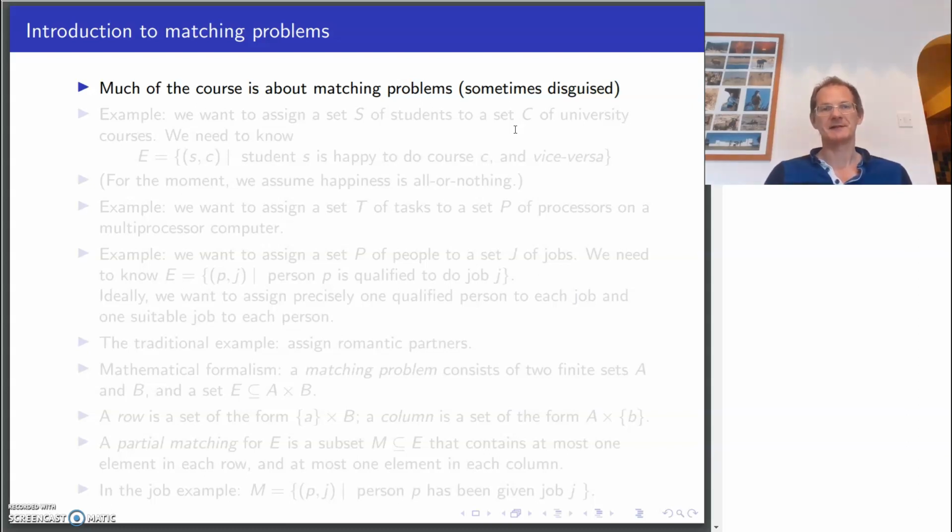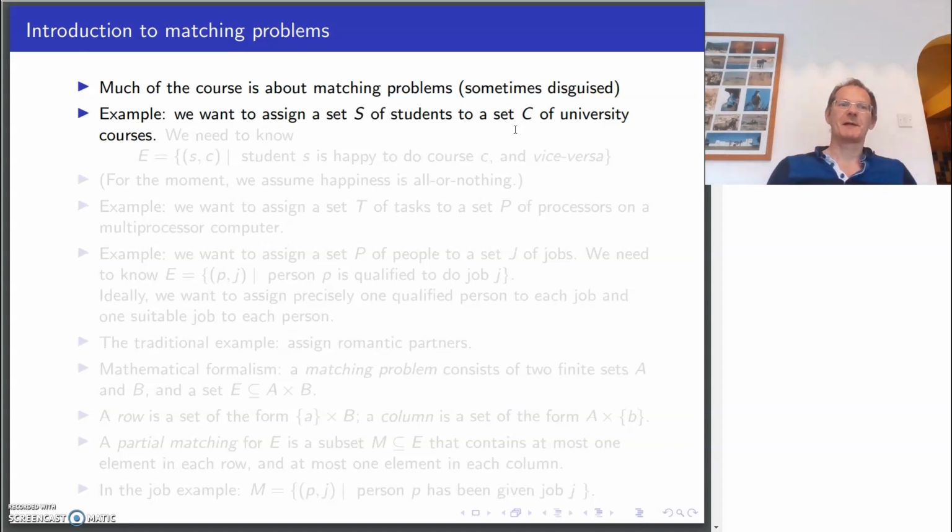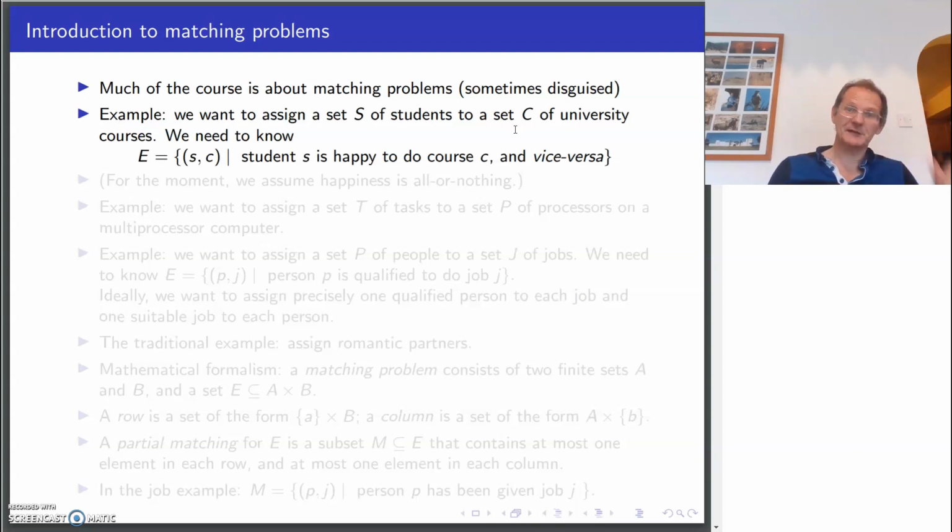So let's just have some examples. A basic example of a matching problem: you've got some set S of students that are applying to university, and there's some set C of university courses, and you want to assign the students to the courses. In order to do that, firstly, we need to know the preferences of the students and the preferences of the university. So we need to know this set E. E is the set of pairs (S, C), where S is a student, C is a course, and student S is happy to do that course, and also the course is happy to accept the student. Okay, so those are the compatible pairs.